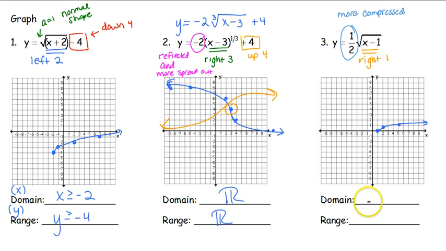Our domain, possible x values, going left and right, our smallest x value is at 1, and it gets bigger. So x is greater than or equal to 1. Our range, we're looking at possible y values. Our smallest y value is at 0, and then it forever goes up. So y is greater than or equal to 0.